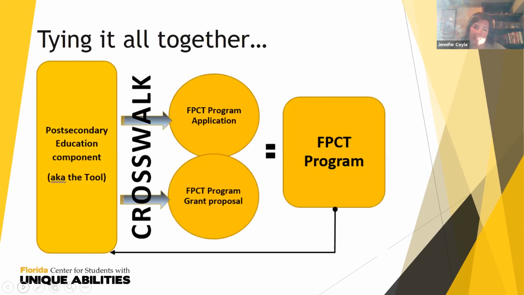So, bringing it all back together. We think about the tool, and we use those crosswalks to make sure we're connecting the different pieces: how we can directly connect our application to the tool, how we can directly connect our proposal with the work we've done in the tool, and how those two intersect, the program application and the proposal. All of that is to design an intentional post-secondary education program.